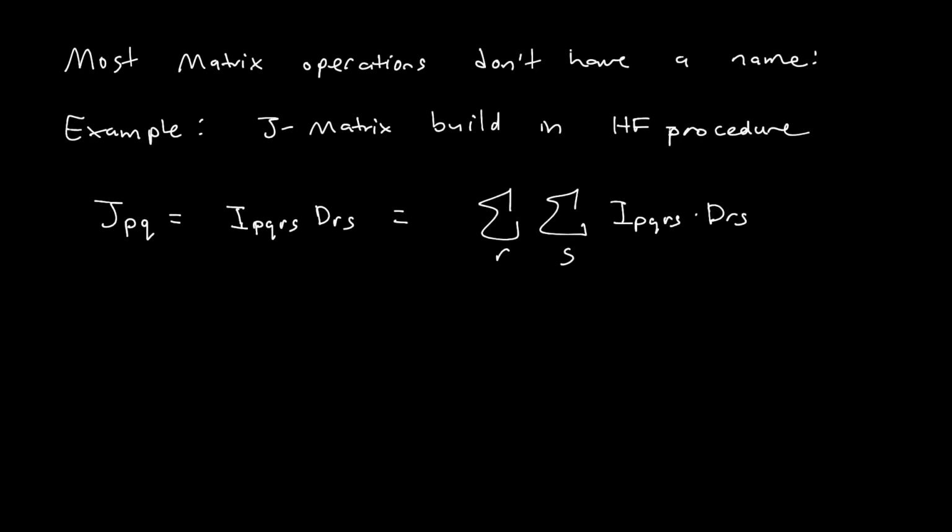And most matrix operations don't have cool names like matrix vector product or so and so. An example of this is the J matrix build in the Hartree-Fock procedure, which is a first order approximation to the energy of a molecule. And here we have Jpq equals Ipqrs times Drs, which is the same thing as the sum over all indices r and all indices s of Ipqrs times Drs, where Drs is the density matrix and Ipqrs is the 2-electron repulsion integral tensor, and it is a rank 4 tensor.